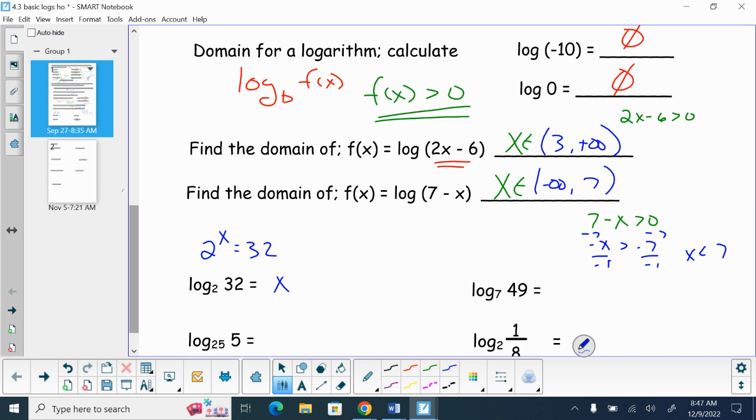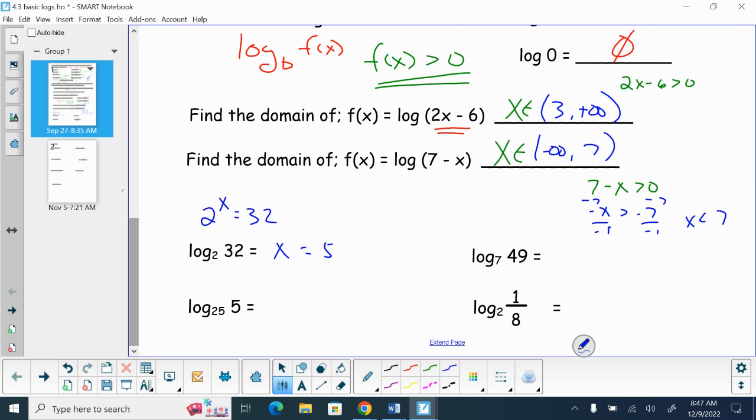Well, I use my fingers a lot. 2 times 2 is 4. Times 2 is 8. Okay, I count them up. Rachel, what do you come up with? 2 to what power is 32? Five. Value of 5.